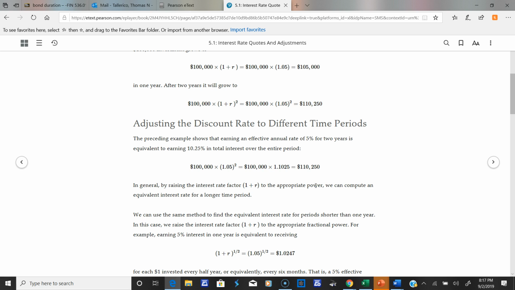So here's that $110,250, and of course that corresponds to an interest rate of 10.25%. If I took this number here and divided it by 100,000, I would end up with 10.25%.